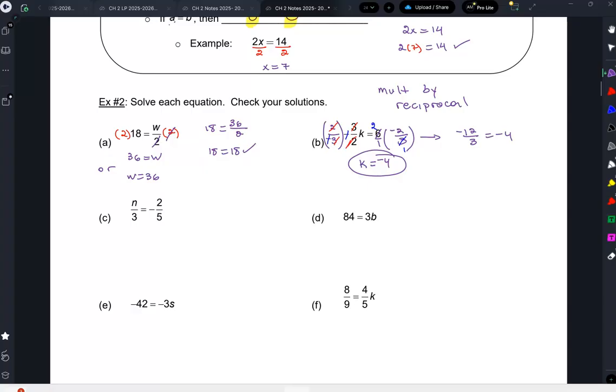Not that you can, you have to. If you have a variable multiplied by a fraction, to cancel it out, remember we're trying to cancel out? To cancel out, you have to multiply by the reciprocal.